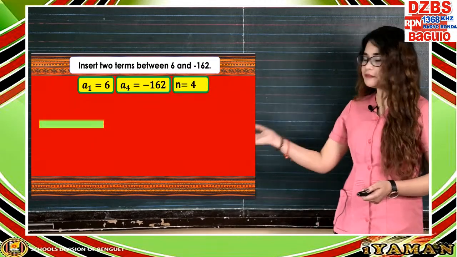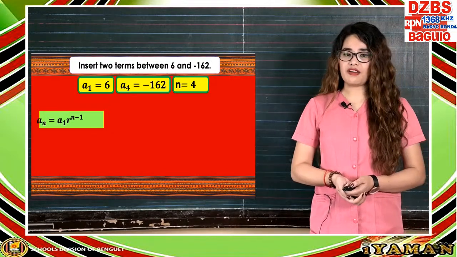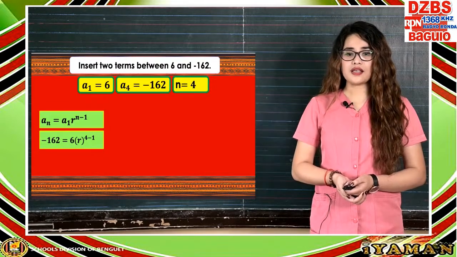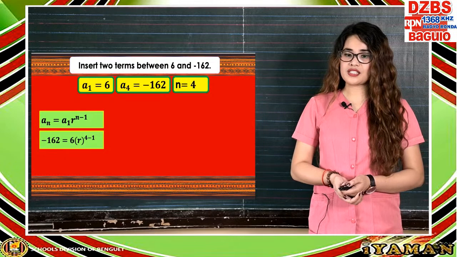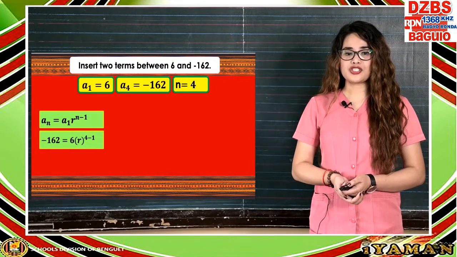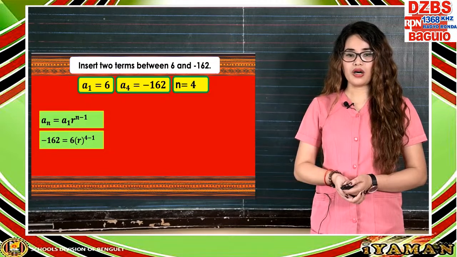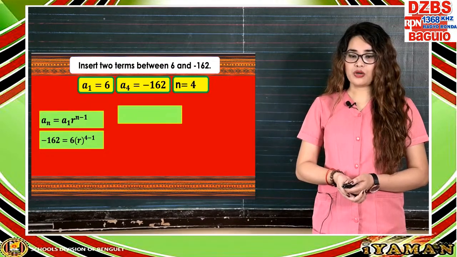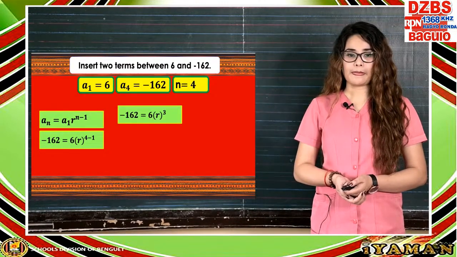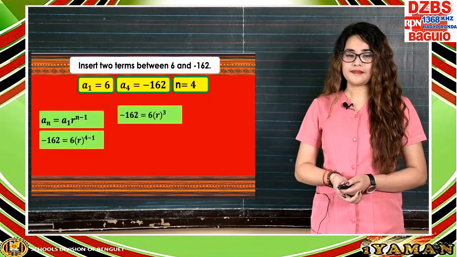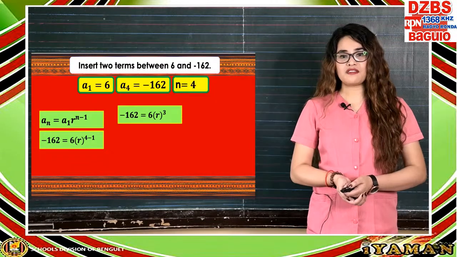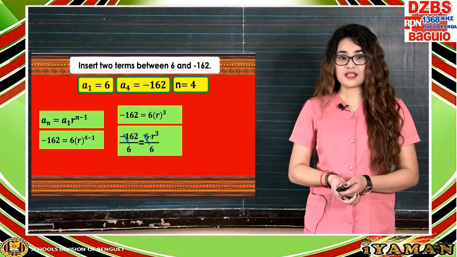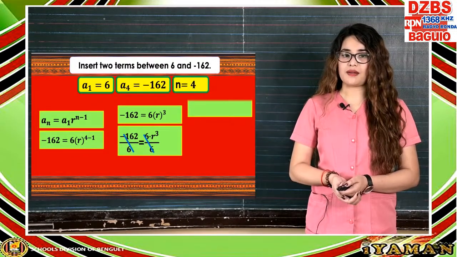Let us use this formula. Then substitute the given values. So a sub n now becomes a sub 4, and a sub 4 is equal to negative 162. A sub 1 is 6 times r raised to n minus 1, or 4 minus 1. Let us simplify. 4 minus 1 is equal to 3. To isolate r cubed, let's divide both sides by 6. Negative 162 divided by 6 is equal to negative 27.